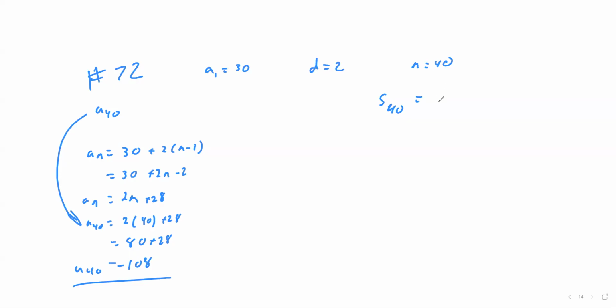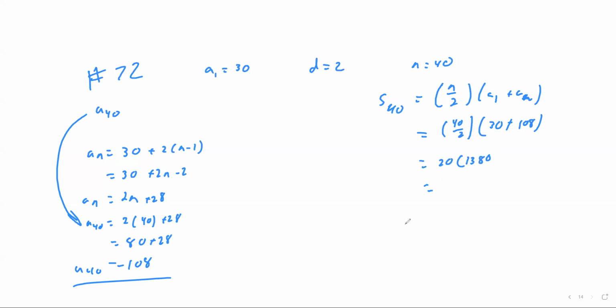The second question, I need to find the summation. So again, I'm going to use n divided by 2 times a sub 1 plus a sub n. So in this case, that would be 40 divided by 2 times my first, which was 30, plus my last, which was 108. That's 20 times 138, which would give me 138 times 20, 2,760. So 2,760 seats. So there you go. That one's a little bit quicker of a process there.